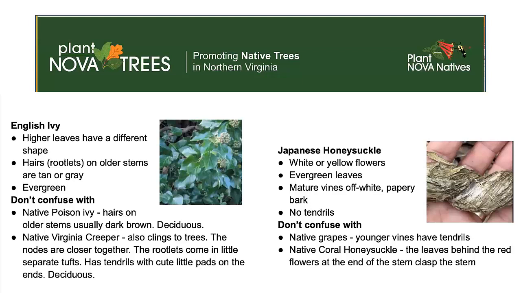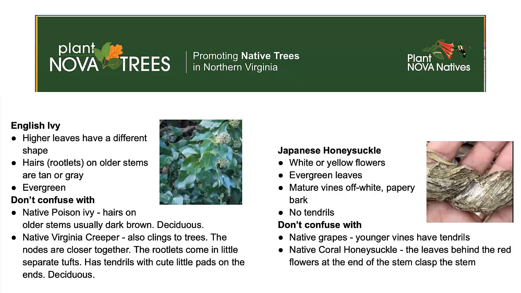English ivy is really a little tricky because it can have many different shaped leaves on the same plant. The rootlets that are on older stems tend to be tan or grayish, and it can especially be confused with poison ivy because it can get that very hairy looking characteristic that poison ivy has. It is an evergreen, while our native poison ivy is deciduous. Virginia creeper can also be confused for English ivy, so you want to be careful if you're trying to get vines out of the trees that you're not damaging our native vines.